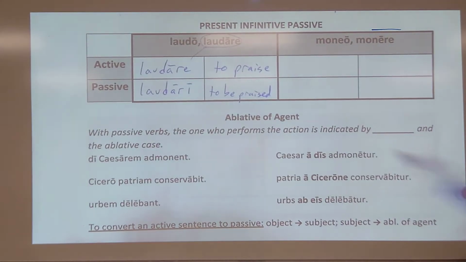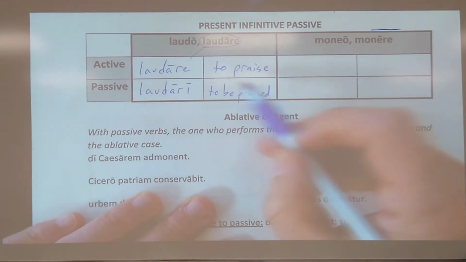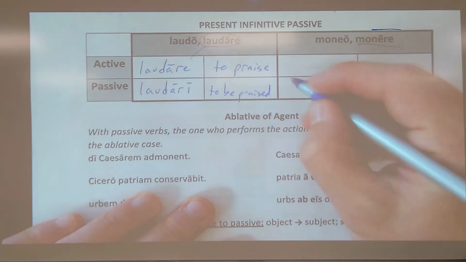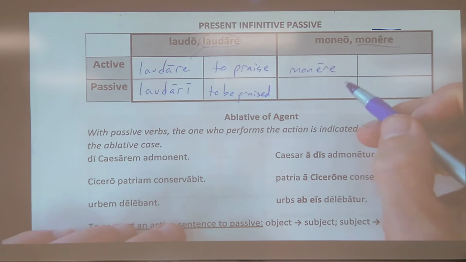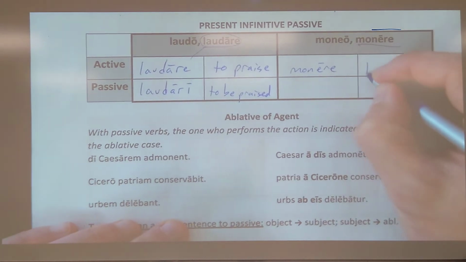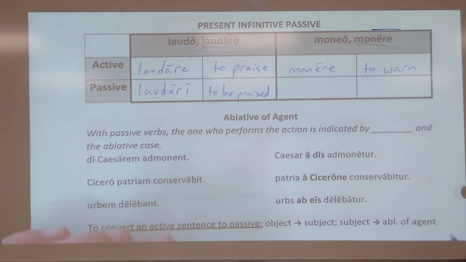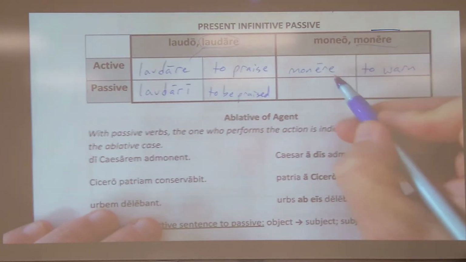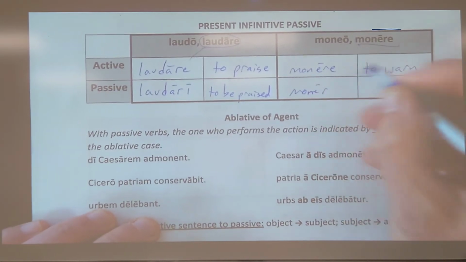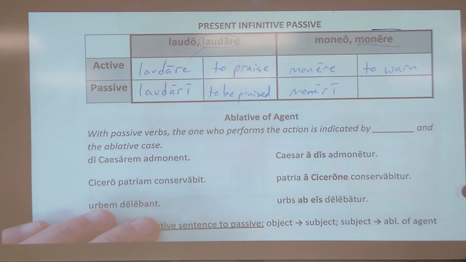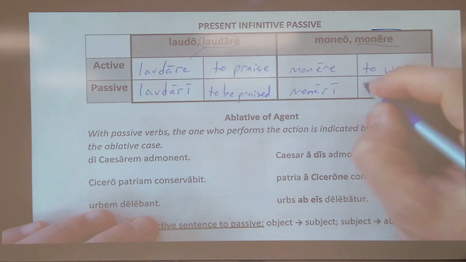Again, same thing with the second conjugation verb. The active infinitive, it's right here. Monere. And to verb or not to verb, that is the infinitive. To warn. Make it passive, we do the same thing. Take our normal active infinitive, and change that E to an I. So moneri. Instead of to warn, it's to be warned.